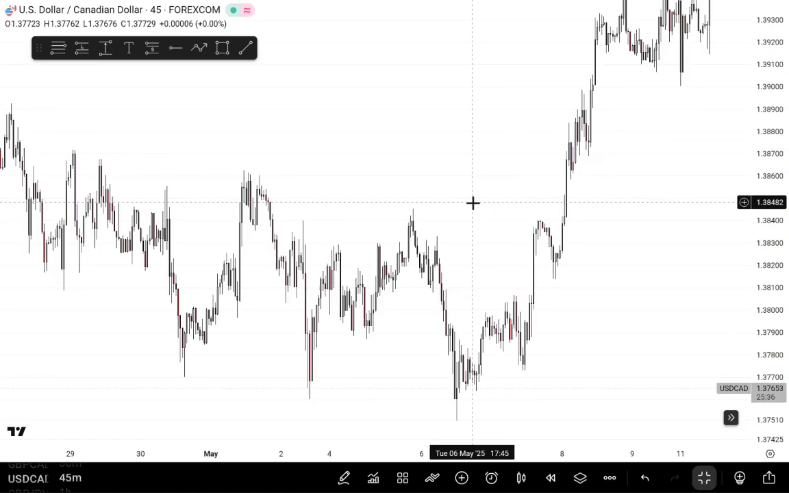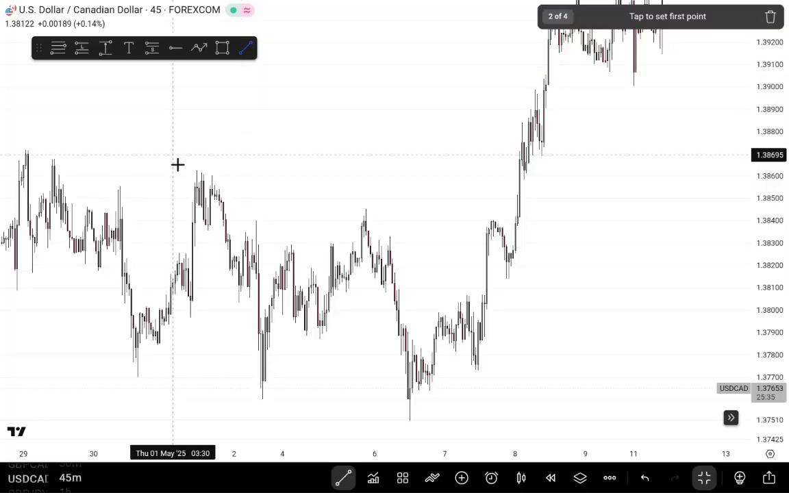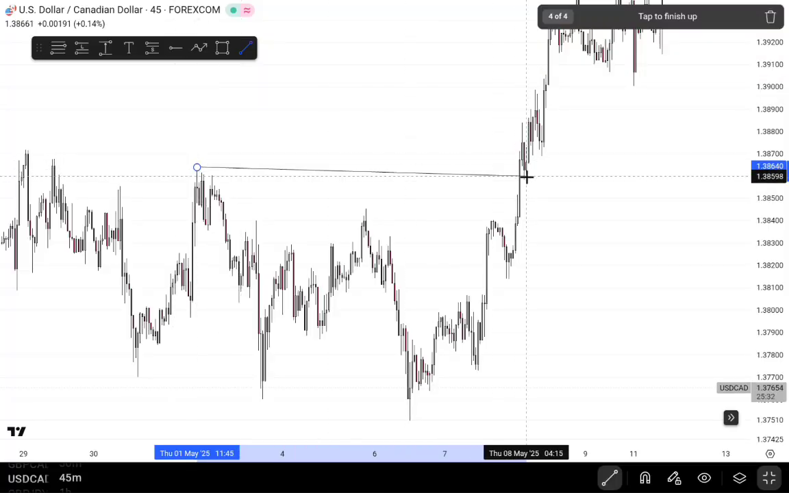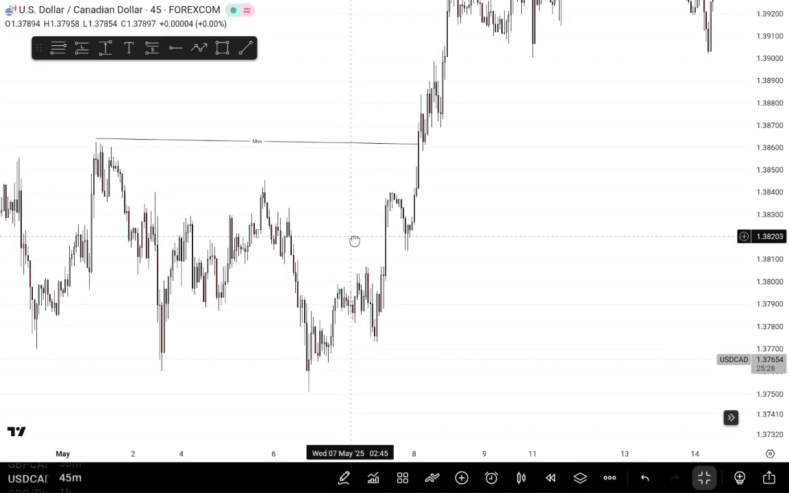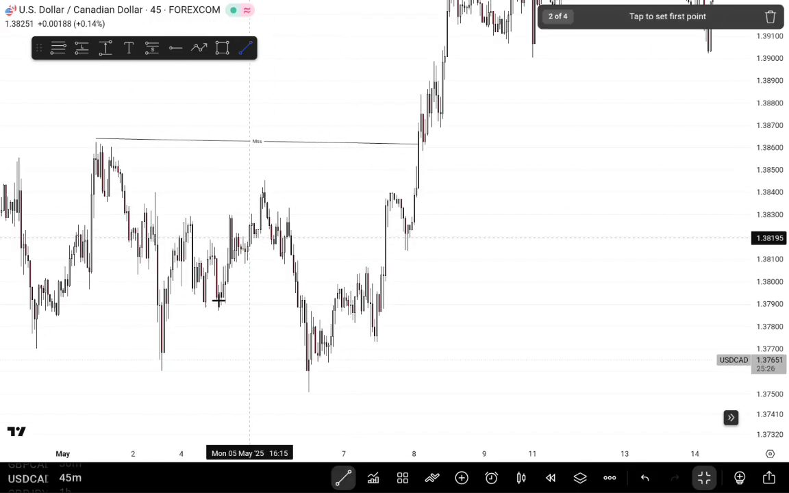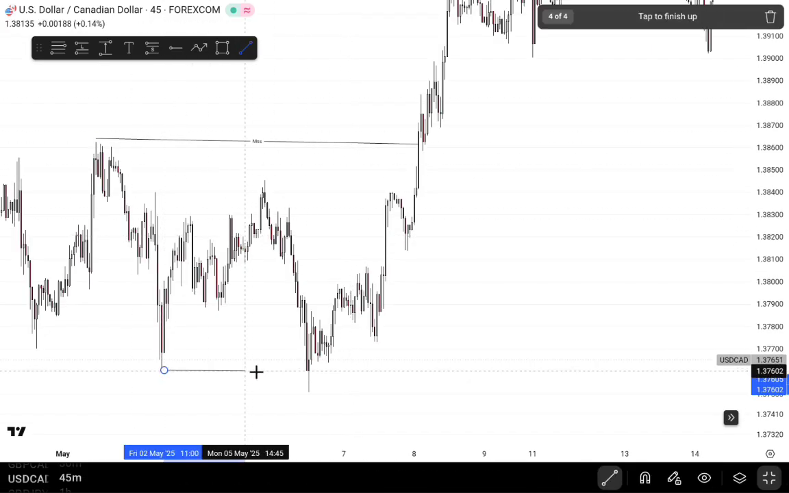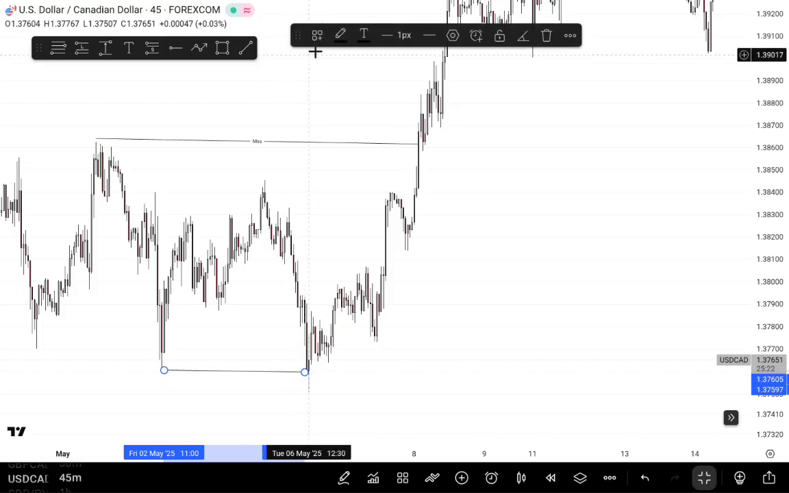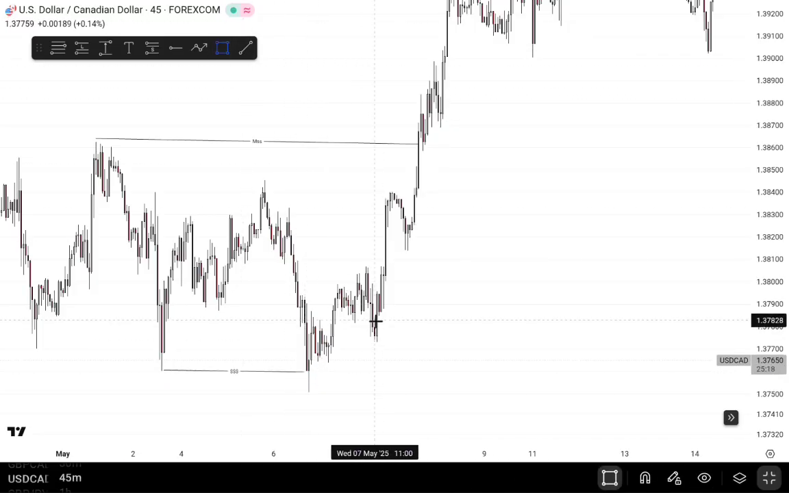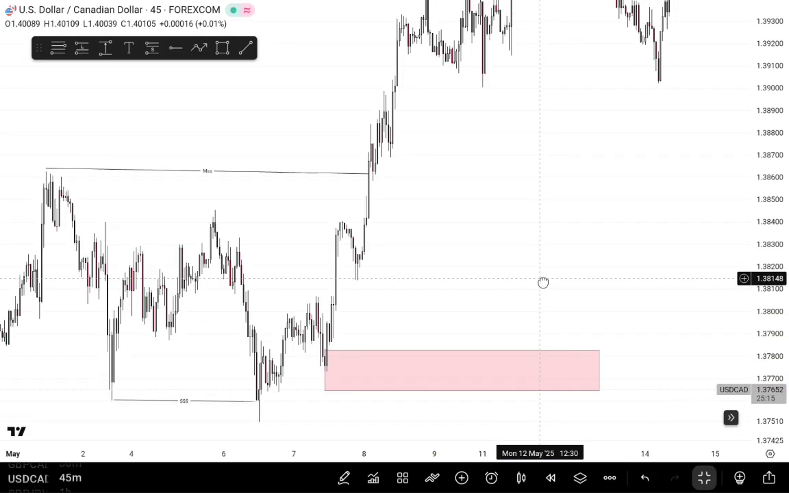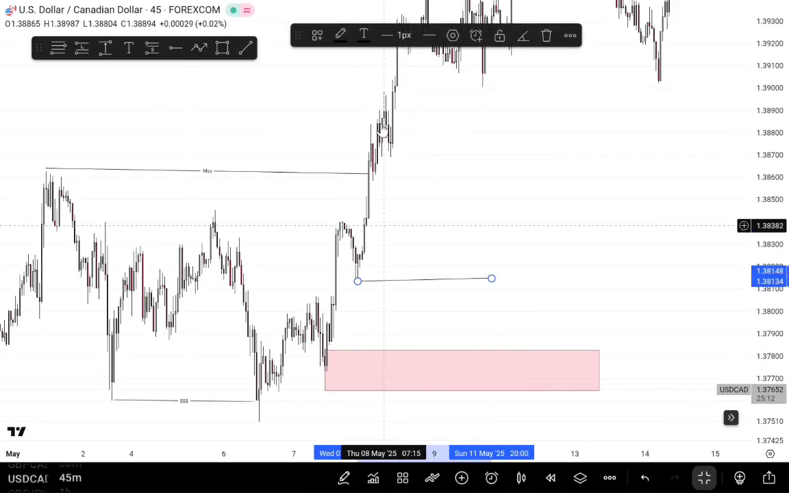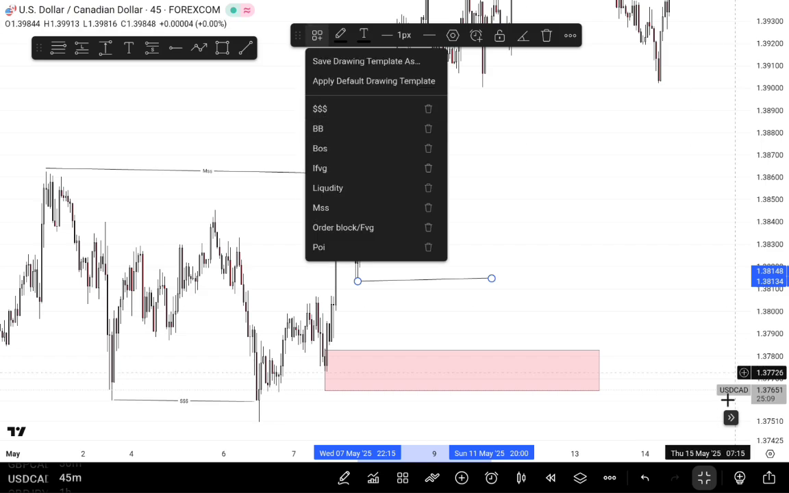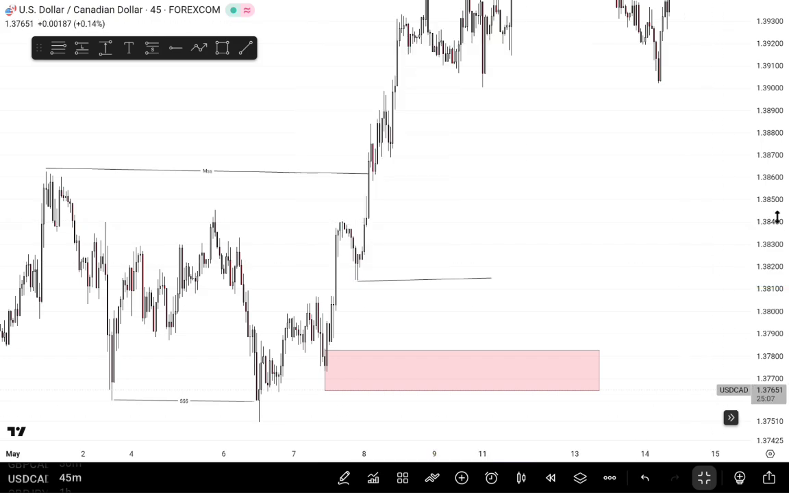Alright, so now after that we have price giving us a market structure shift from here. We have price taking out liquidity from here, which makes this low a protected low for us to trade from. We can identify our liquidity, but price did not return back to that zone. Price did not give us any form of retracement.